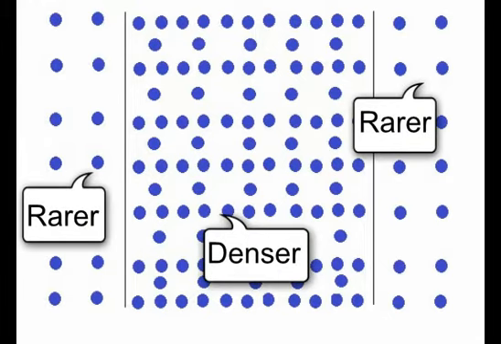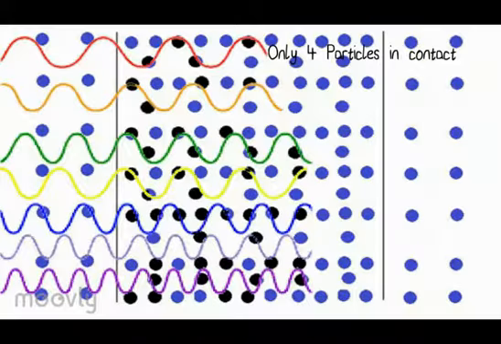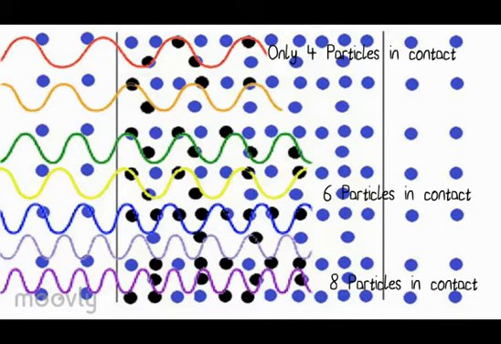Now let us talk about rarer and denser medium. Here we can see a rarer and denser and then a rarer medium. Now all these 7 rays, when they pass from a rarer to a denser medium, the red ray is colliding with only 4 particles. Again, the yellow ray is colliding with 6 particles and the violet ray is colliding with 8 particles. So the more particles you collide with, the lesser your speed gets.